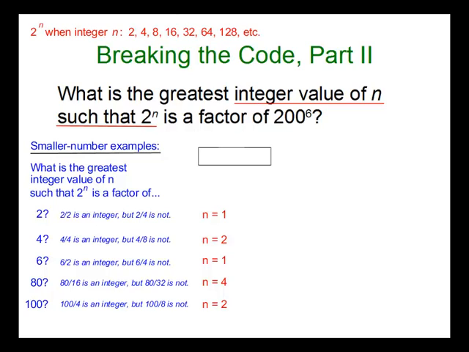Plus you might be thinking this is kind of tedious. I don't want to list out numbers and try dividing by various powers of 2 until one doesn't work. So let's think about why we're getting the n values that we're getting. If we look at the numbers I asked you about in their factored form, as we see over here, notice that n corresponds to the number of 2's in that factored form. Right? There are 2 2's here, n is 2.